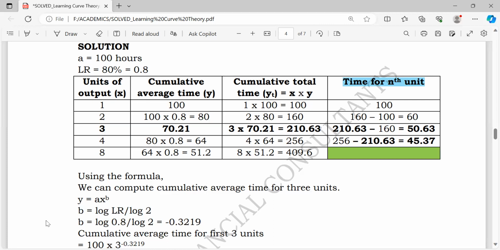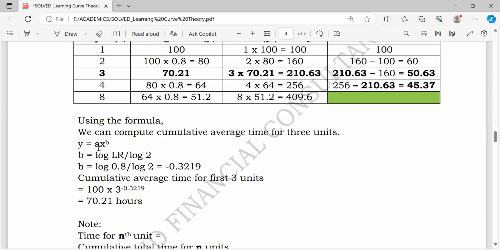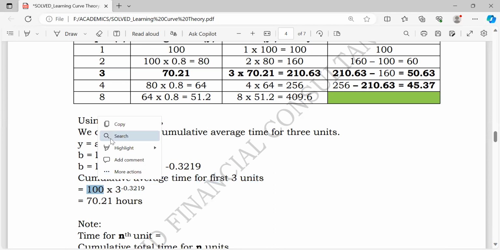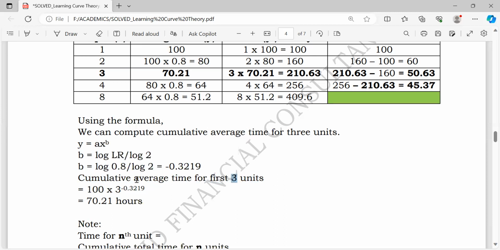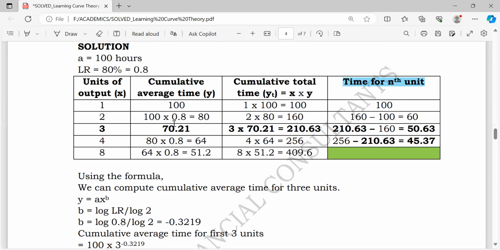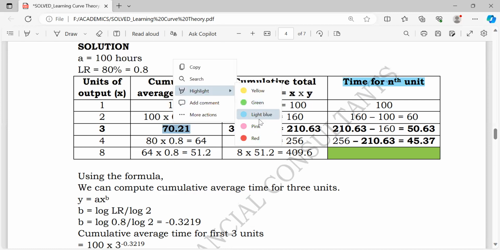So how do we determine y? As we said earlier, y equals a x power b. So the cumulative average time for the first 3 units would be equal to a, which is the time for the first unit, 100, times x, the total units, which is 3 here, so times 3 power b, which is negative 0.3219. If we plug that into the calculator, we arrive at 70.21 hours. So this should be the cumulative average time for 3 units, this 70.21.